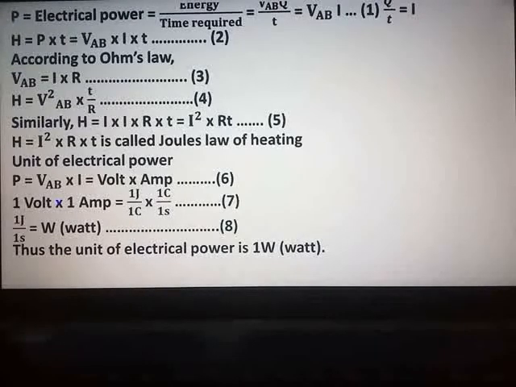When current flows through a metallic conductor, that is a wire which is made up of metal, the free electrons in the metal start moving from the end which is at lower potential. Just recollect the 9th standard syllabus. Now, these moving free electrons, what do they do?